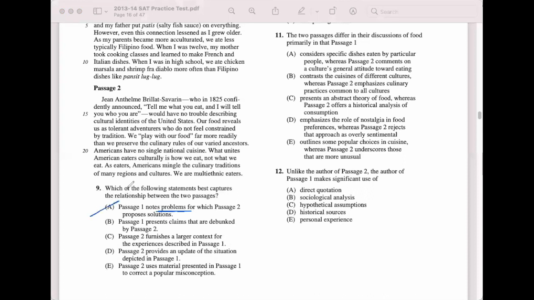Option B, passage 1 presents claims that are debunked by passage 2. I think debunked is a very strong word, right? And extreme words generally don't make good answers, because I don't think he's debunking that claim. I think he's presenting a larger context for the claim of what food can be described as American. So there is a tension, sure, between the passages, but I would not say that the second passage cancels out the first passage. So I don't like B.